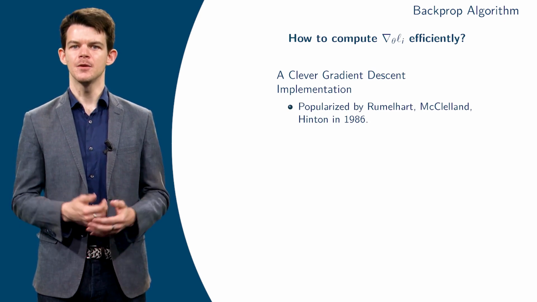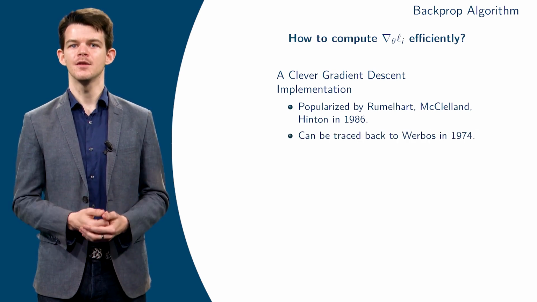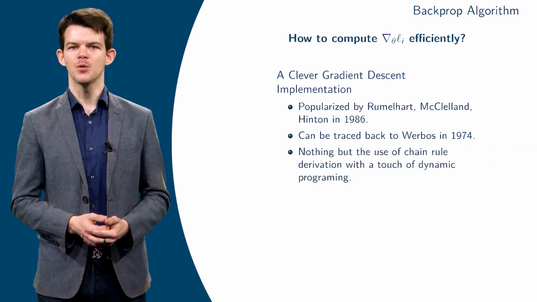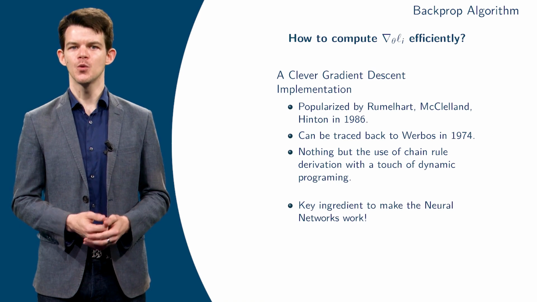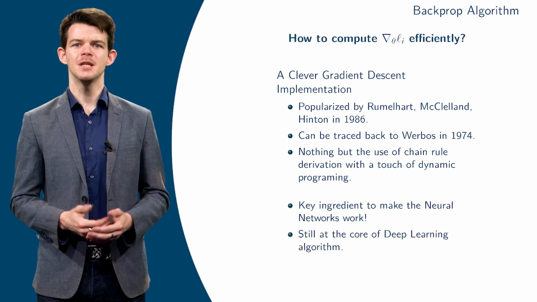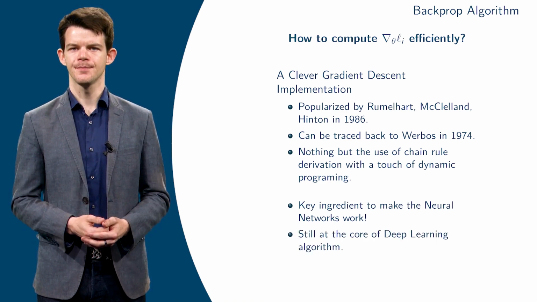The idea behind this algorithm is not new and can be traced back to Werbos in 1974. The idea is nothing but the chain rule with a touch of dynamic programming. Anyway, backpropagation is a key ingredient for neural networks to work in practice. Before 1986, it was not possible to train deep neural networks due mostly to the absence of backpropagation algorithms.